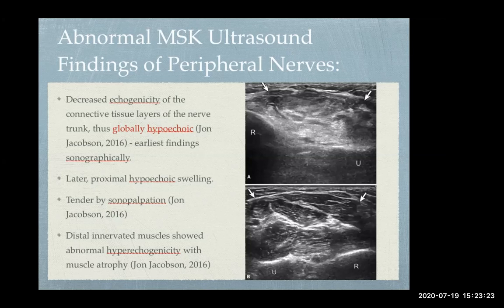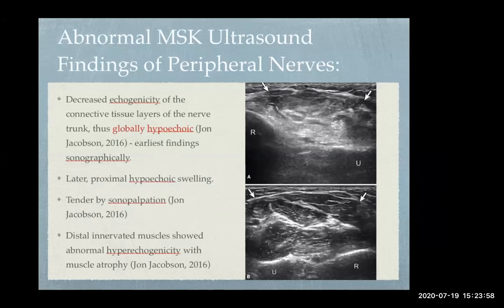Eventually, it could become hypoechoic swelling. There could be a hypoechoic swelling at the proximal part, usually very close to the site of impingement. And then you can also apply some pressure. If you apply some pressure, there could be tenderness by sonopalpation. And then after that, in chronic cases, you don't only see the nerve itself, but you check the muscles that are innervated by the nerves.